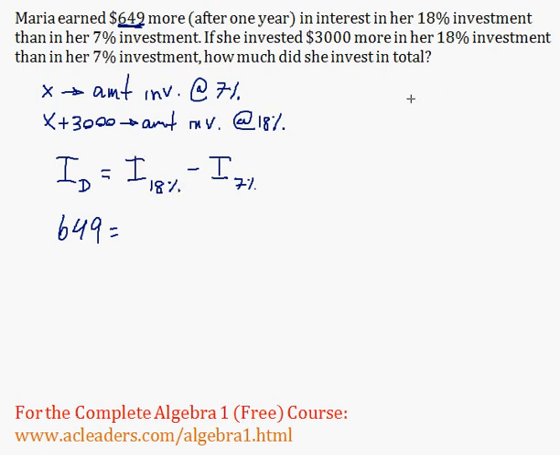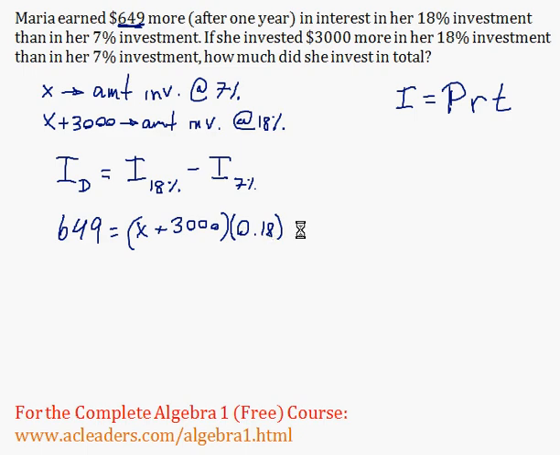Well, we know that interest is principal times rate times time. Time is just 1 year. But the principal for the 18% was X plus 3,000, because that's the total amount that she invested at 18%. Now the rate at 18% is just 18 divided by 100, 0.18.